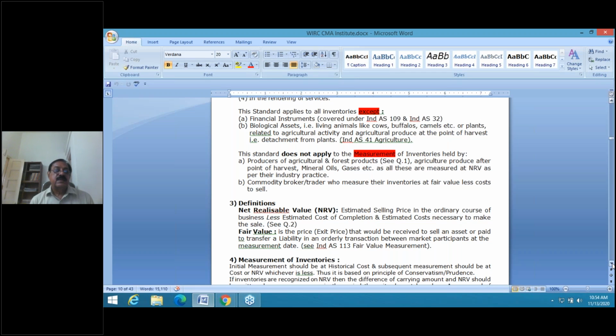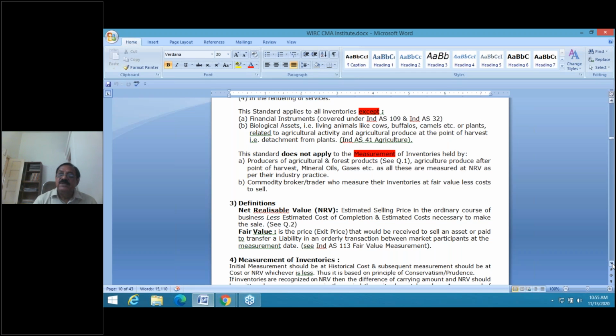debtors like this. Two, biological assets, that is living animals like cows, buffaloes, camels, or plants related to agriculture activity, and agriculture produce at the point of harvest. Harvesting means detachment of the agriculture produce from the plants, that is called harvesting. So these are all covered under Ind AS 41. That means there is a separate Ind AS for this type of inventories, so they are not to be considered.